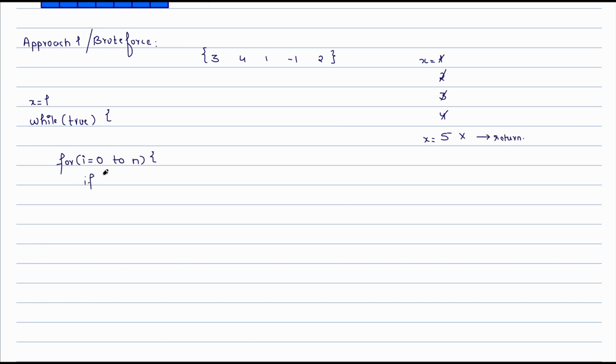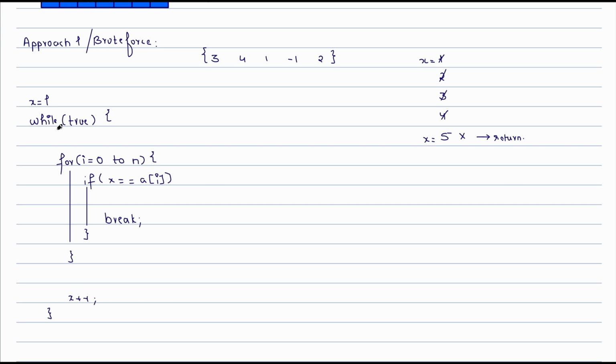Now if x is equal to a of i, it means that you found the value of x inside the array. Then you will not do anything, you will simply increment the value of x. So let's say my value of x is 1 and you found the value of x inside the array. Now you will not go further, it's useless. So you will simply break the loop. It will come out of the loop, and then you will increment the value of x.